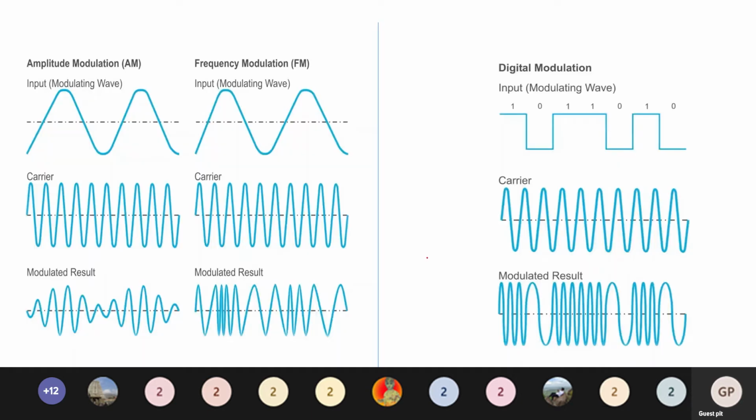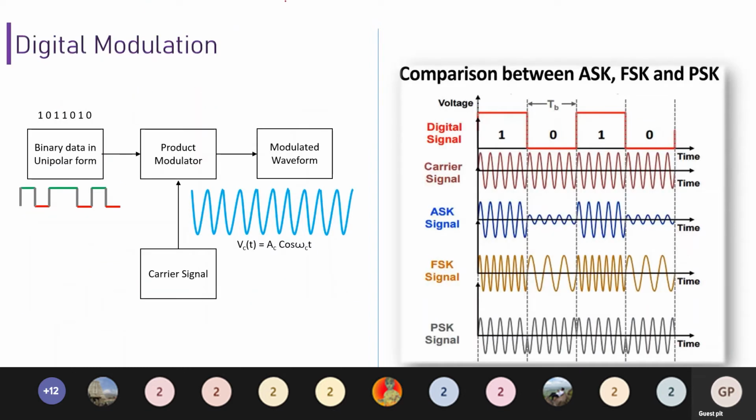So we'll continue with the topic, the types of digital modulation one by one. As you can see in this block diagram, here we have binary data bits, ones and zeros. That is given to our encoder, and the type of encoder here is called unipolar.